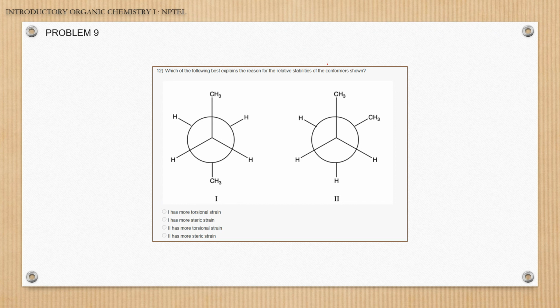Which of the following best explains the reason for the relative stability of the two conformers? The first option is the first has more torsional strain. The second option is the first has more steric strain. The third option is the second has more torsional strain. And the fourth option is the second has more steric strain. So which is the correct answer? D. Yeah, D. Any other answer than D?